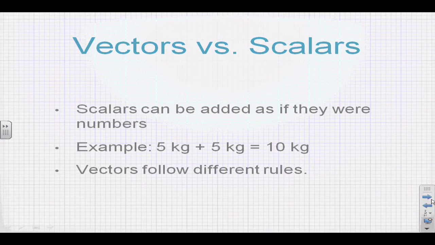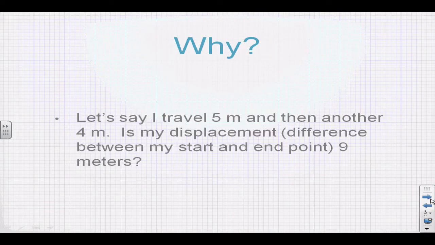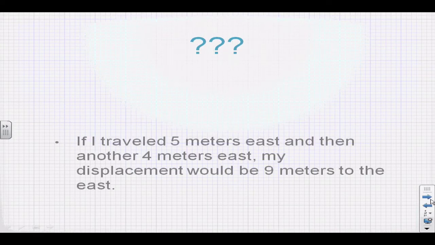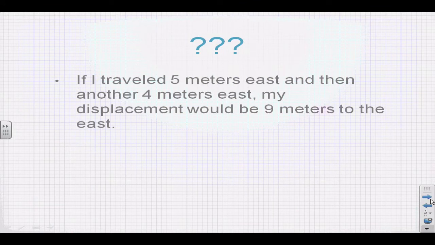Well, why is that? Let's say, for example, that I'm traveling 5 meters and then another 4 meters. I could try to calculate my total displacement, which is the difference between my starting and my ending point. Looking at the numbers, I would think that that was 9 meters. Is it? Maybe not. So if I were to travel 5 meters east and then another 4 meters east, then my total displacement, the difference from where I started and where I ended, is in fact 9 meters to the east.